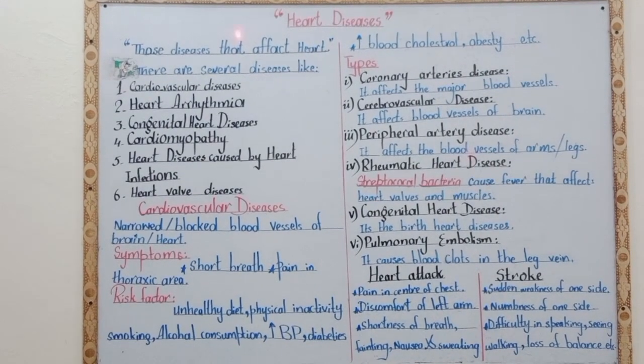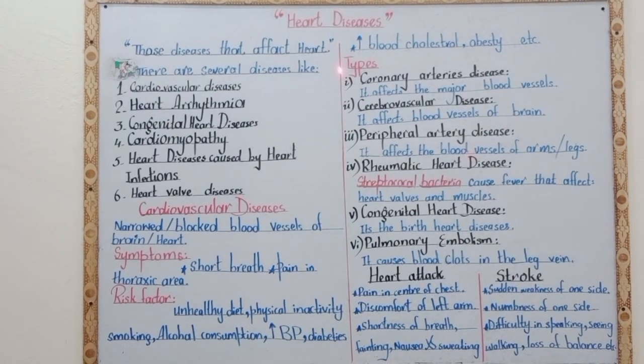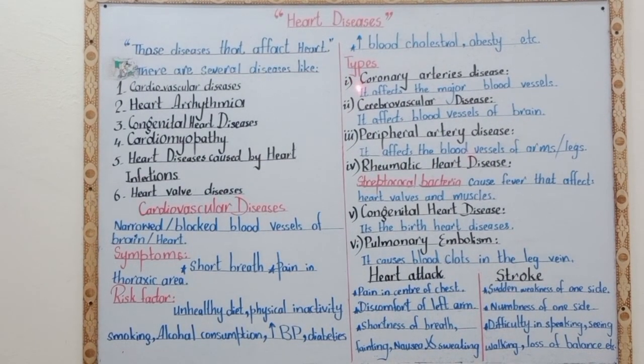So next are the types of cardiovascular diseases. Number one is coronary artery disease. Number two, cerebrovascular disease. Number three, peripheral artery disease. Number four, rheumatic heart disease. Number five, congenital heart disease. And number six, pulmonary embolism. First of all, coronary artery disease affects the major blood vessels. Major blood vessels means arteries and veins.